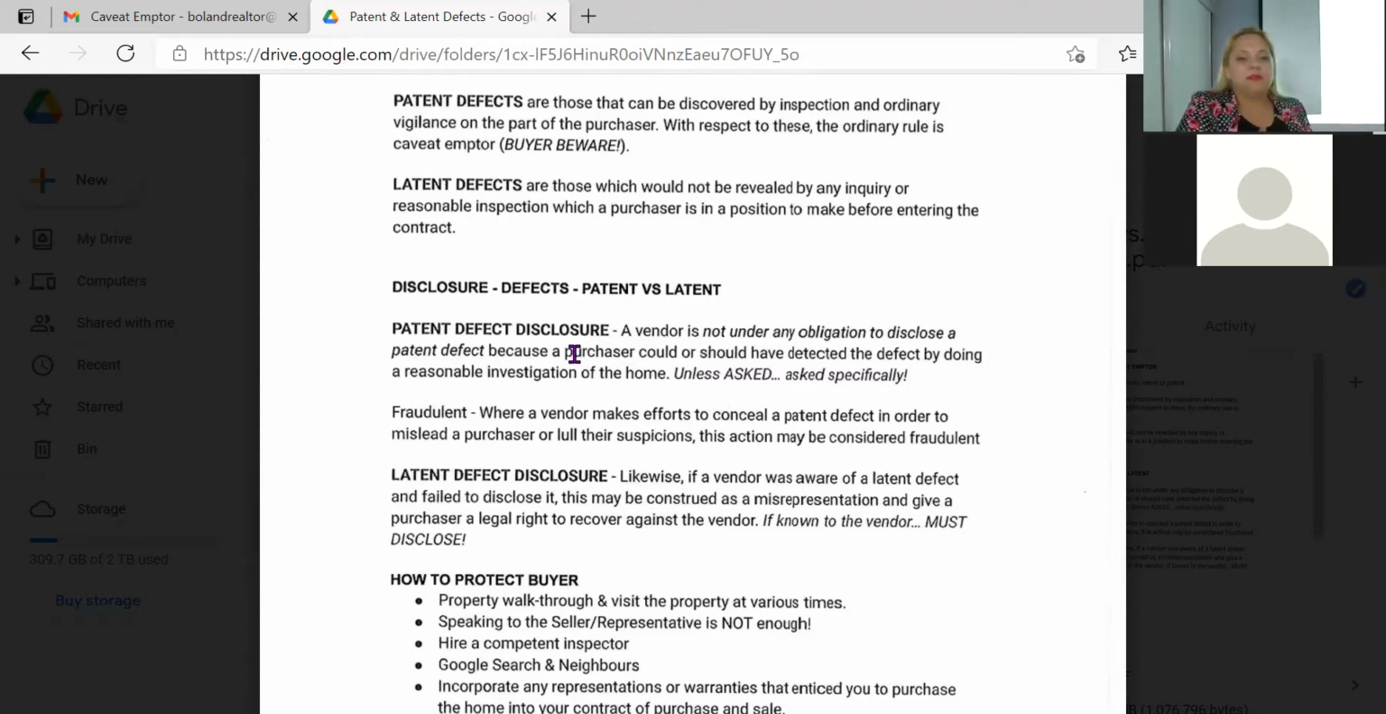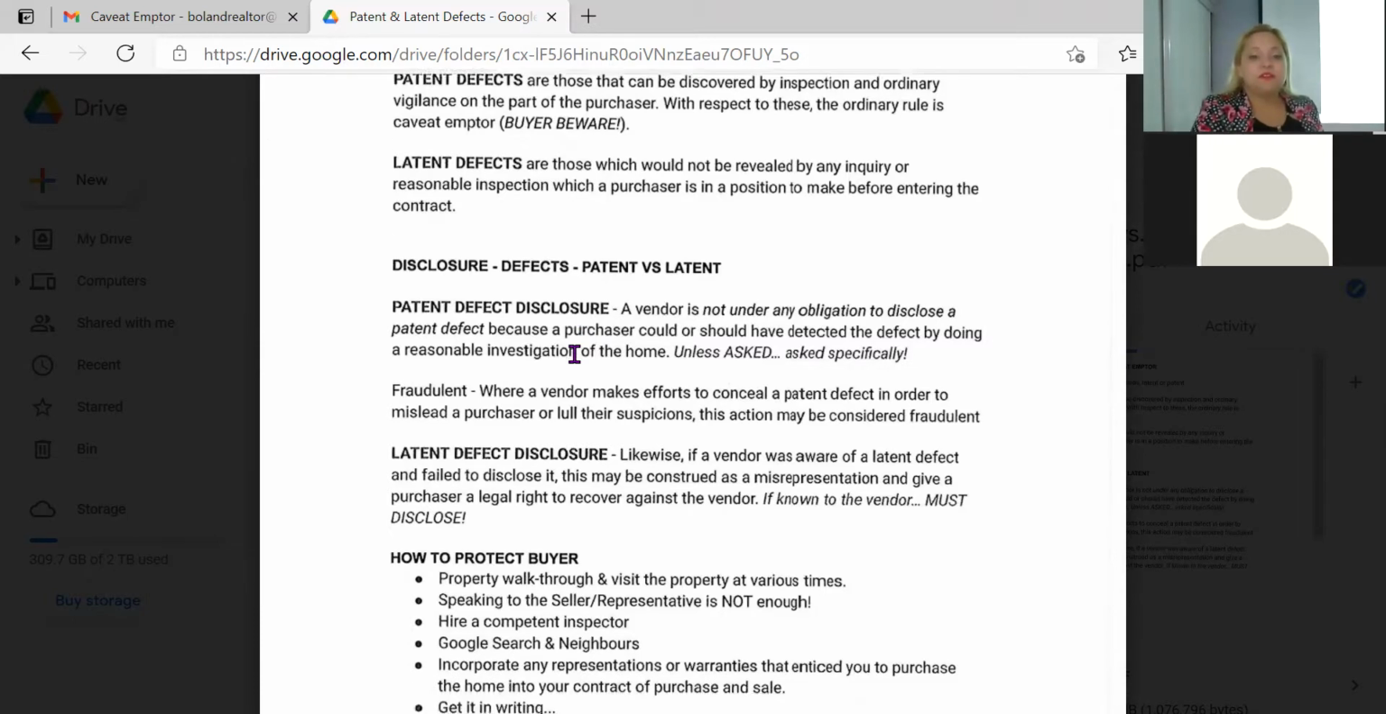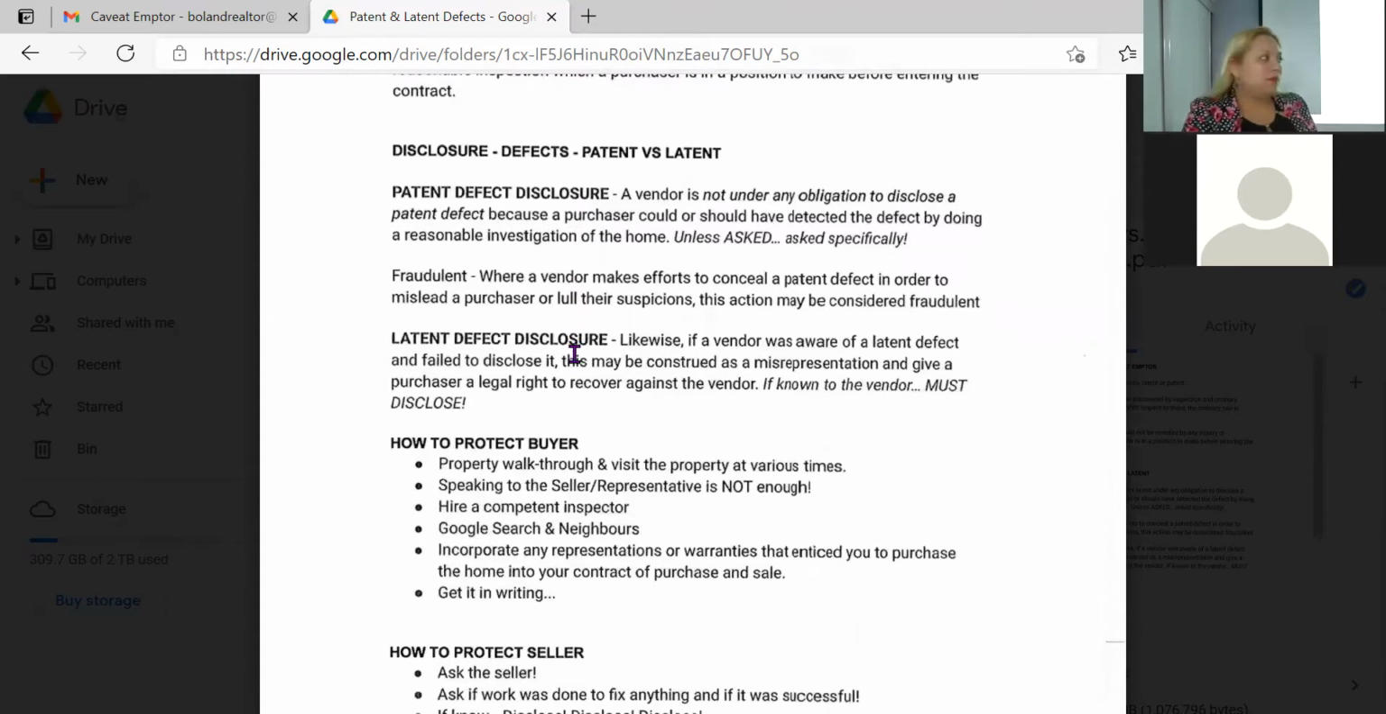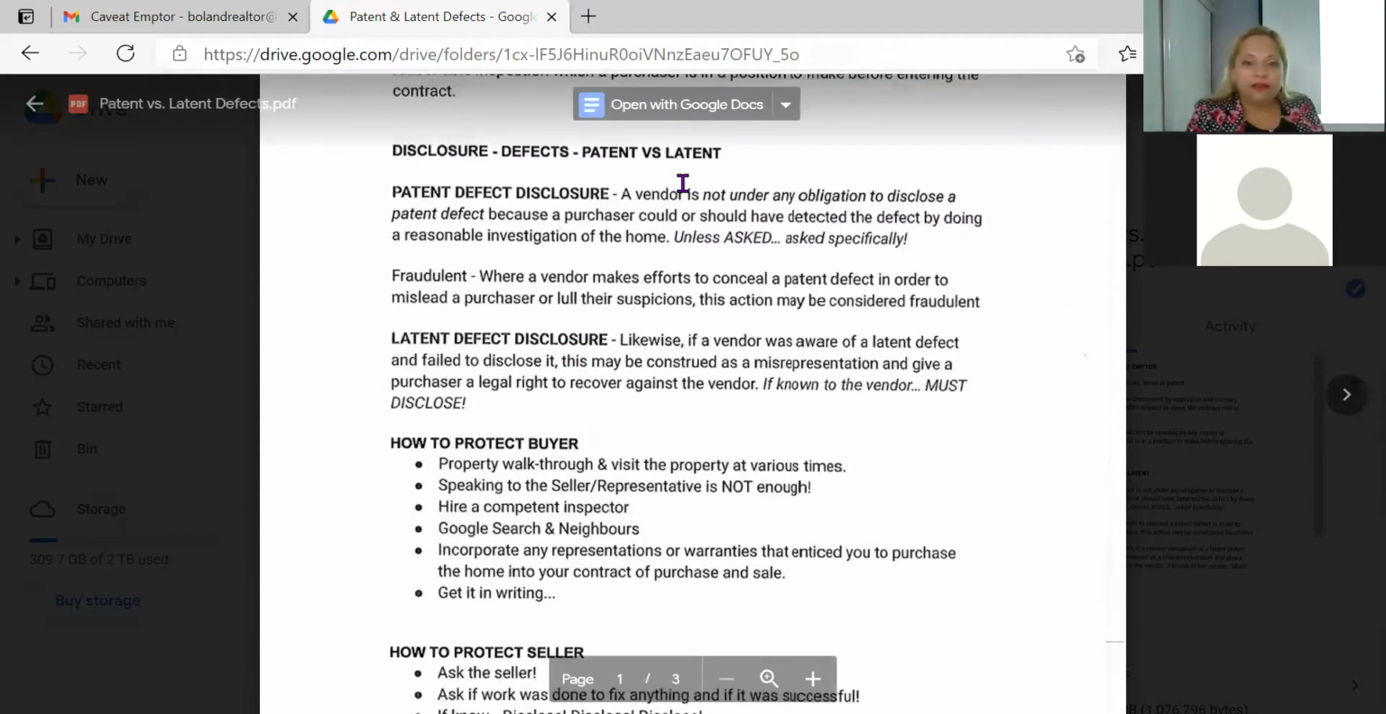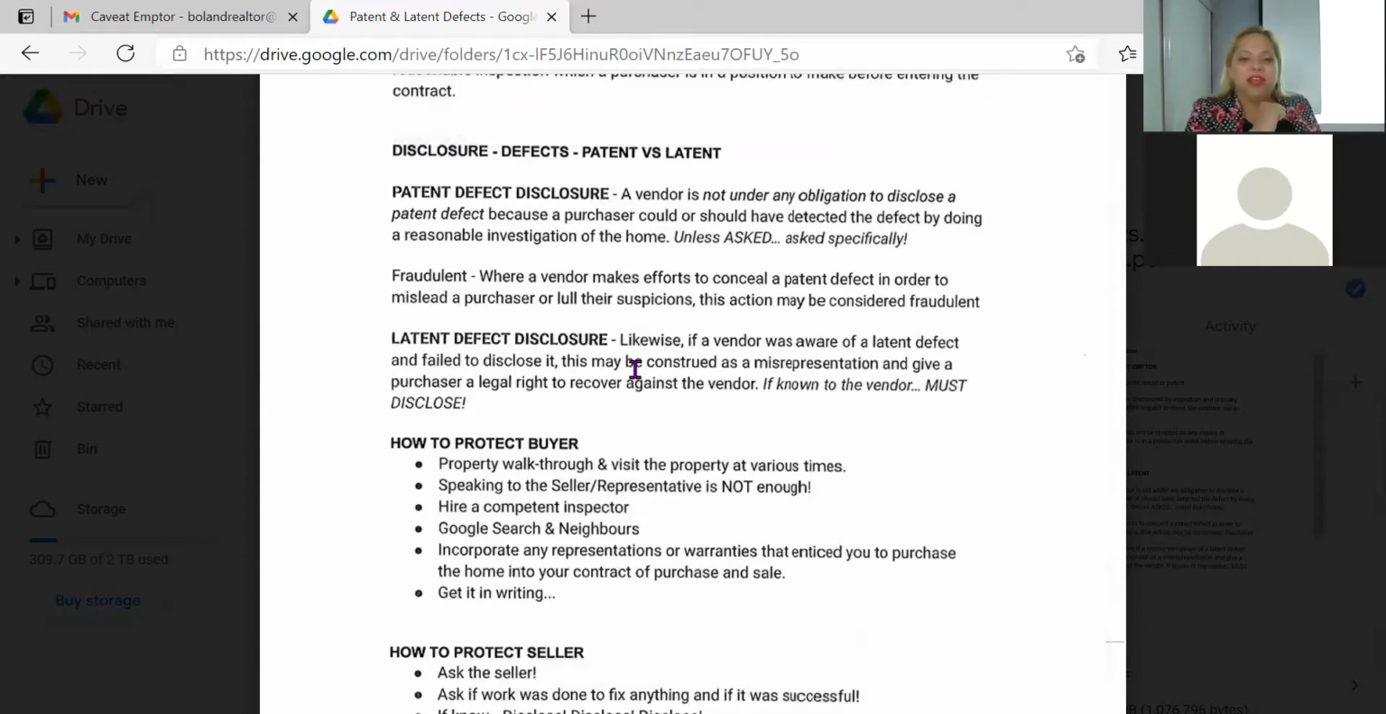So then we go on a little bit further with our disclosures. When we have defects, patent or latent, okay, what is our job to disclose as agents, right? So patent defect disclosure. A vendor is not under any obligation to disclose a patent defect because a purchaser could or should have detected the defect by doing a reasonable investigation of the home, unless asked specifically.